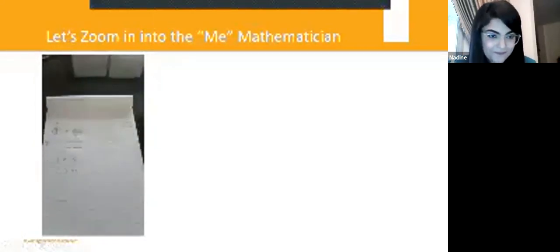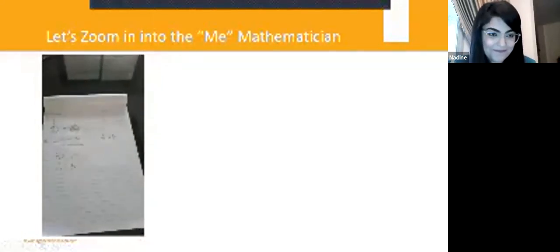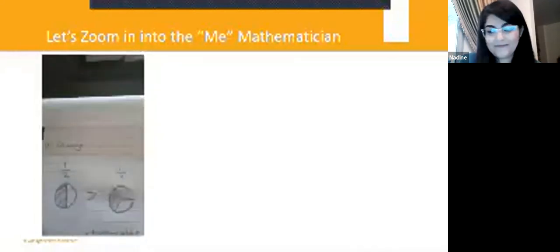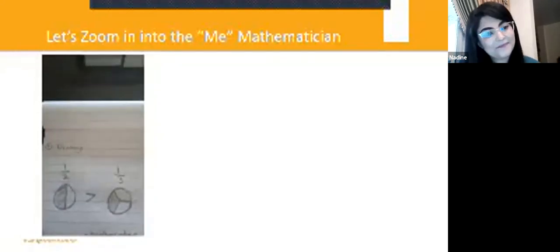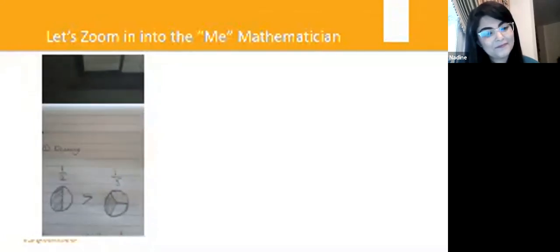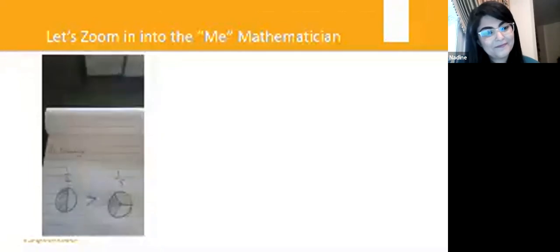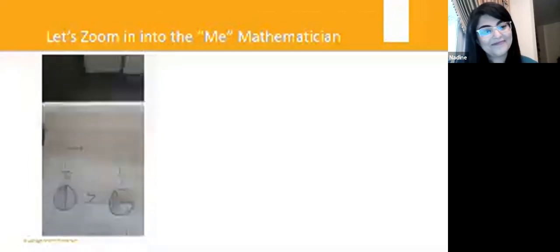One strategy to figure out fractions is drawing. For example, if I have 1 over 2 and 1 over 3, I can draw 2 equal circles, and the first circle will have 2 equal parts, and the second circle will have 3 equal parts. And from these drawings, I would see that 1 over 2 is larger than 1 over 3.